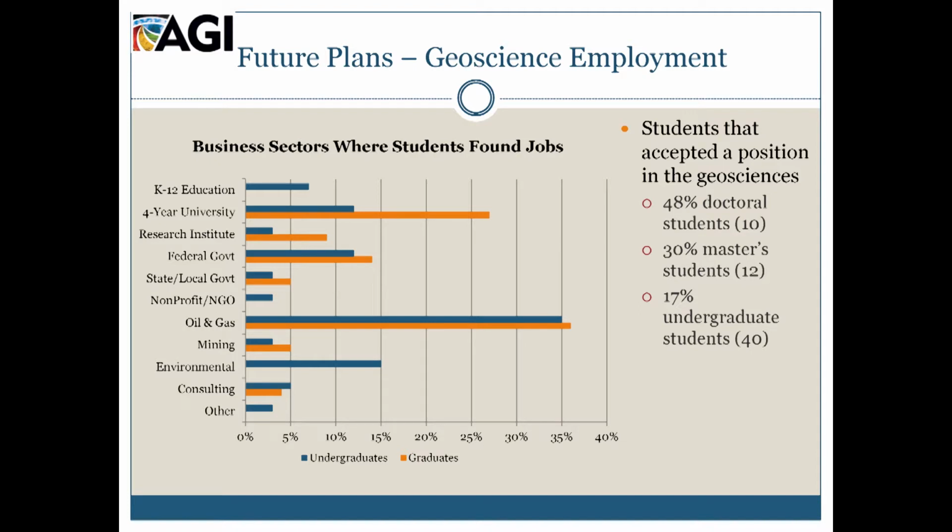So this is displaying the information for students that actually accepted a position in the geosciences. So we had 40% of our doctoral students, 30% of our master's students, and 17% of our undergraduate students that at the time they took the survey had accepted a position. And in this question, they could only select one business sector, and it's very clear to see that for undergraduates and graduates, oil and gas has a clearly high percentage over the other sectors. And then for graduate students, four-year universities were where they were finding jobs.